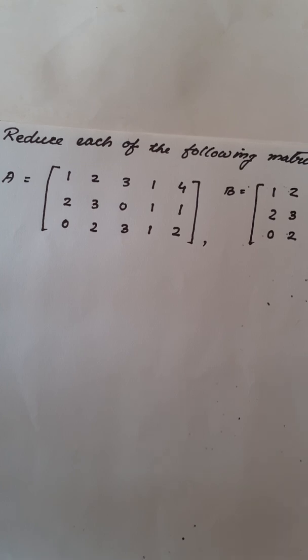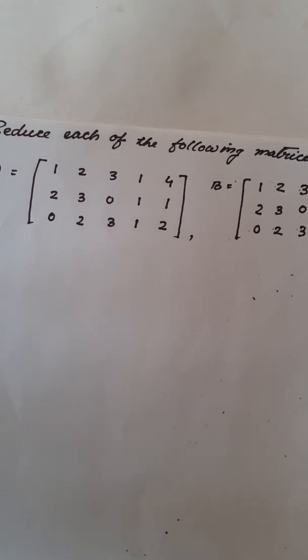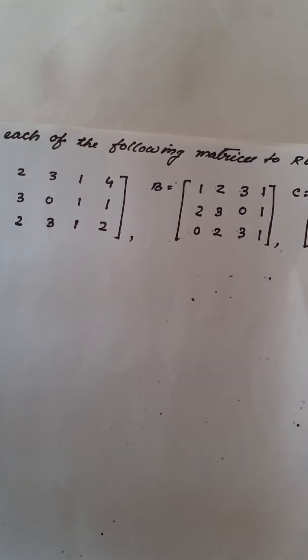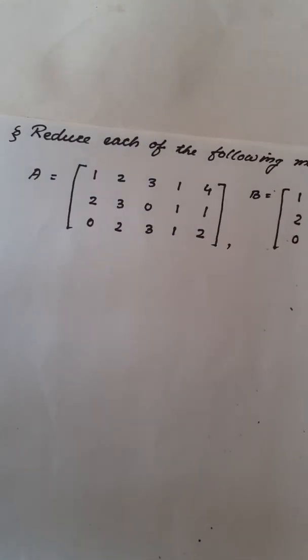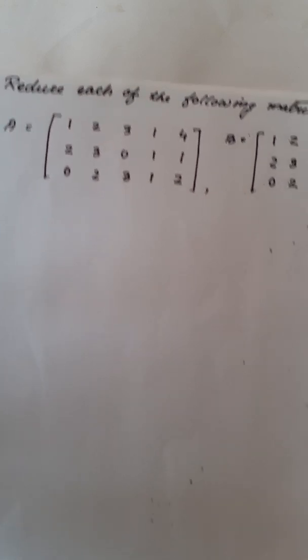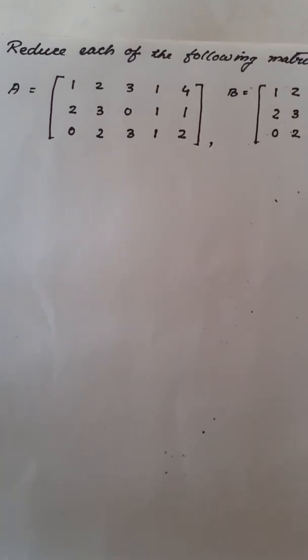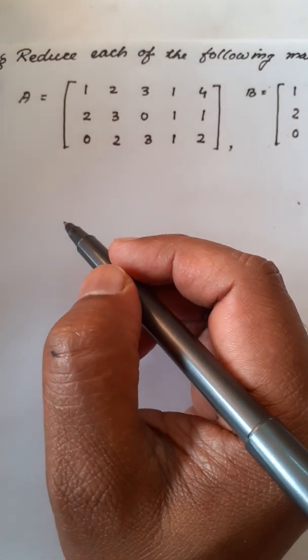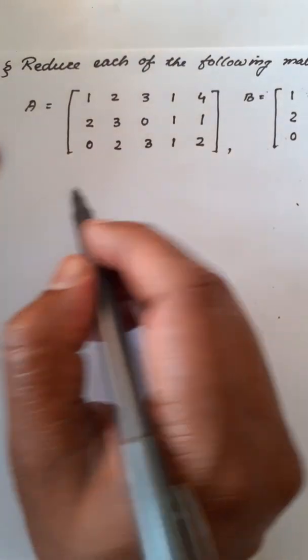So in this problem, we are not going to find the row echelon form of the three matrices separately. What we are going to do is get the row echelon form of the first matrix A, and using that row echelon form, we are going to simply write the row echelon form of the matrices B and C. So first, let us find the row echelon form of A.